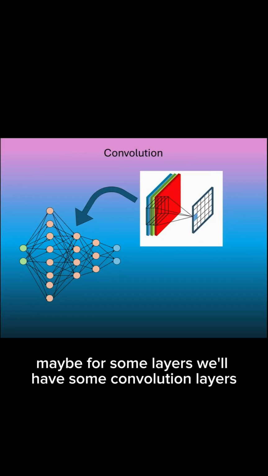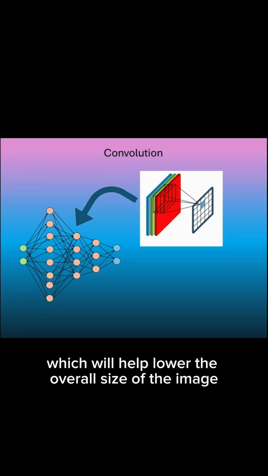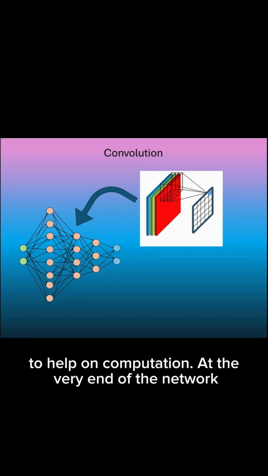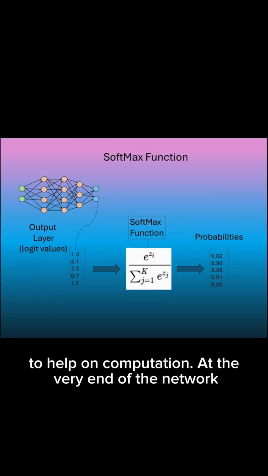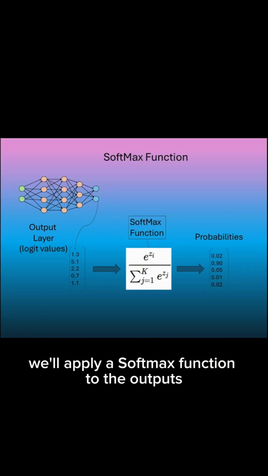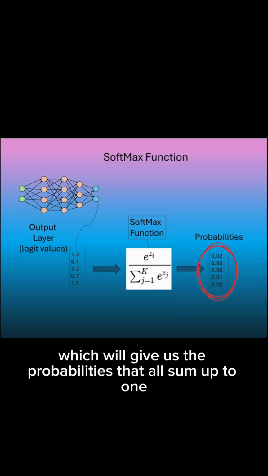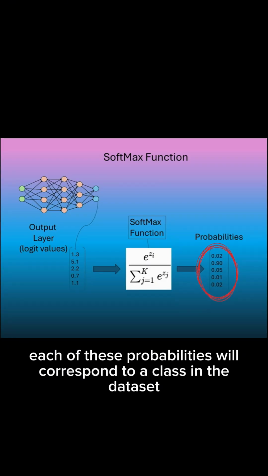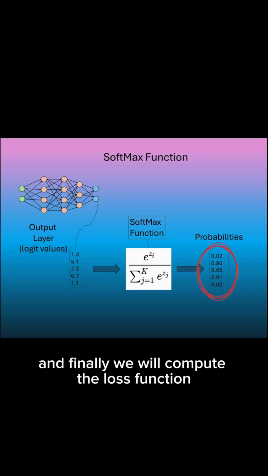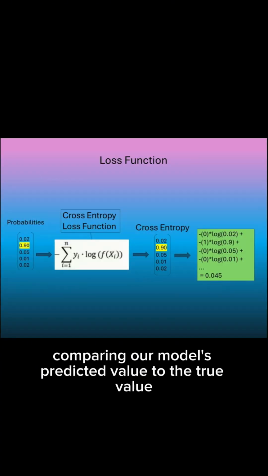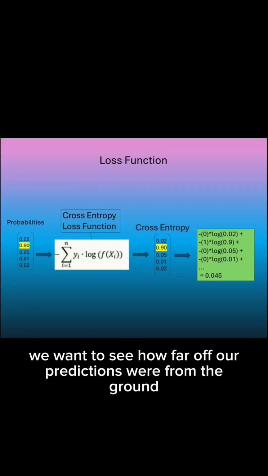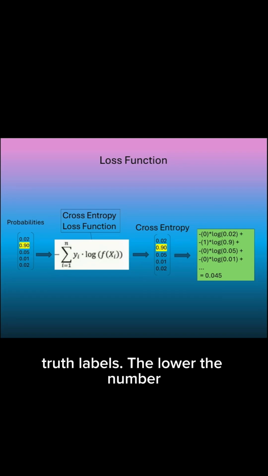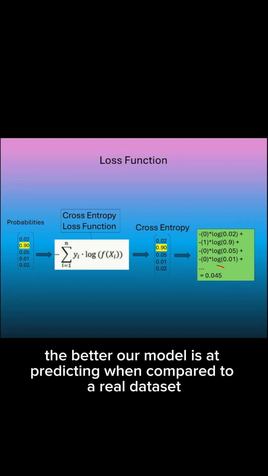Maybe for some layers, we'll have some convolution layers, which will help lower the overall size of the image to help on computation. At the very end of the network, we'll apply a softmax function to the outputs, which will give us the probabilities that all sum up to 1. So each of these probabilities will correspond to a class in the data set. And finally, we will compute the loss function comparing our model's predicted value to the true value, because we want to see how far off our predictions were from the ground truth labels. The lower the number, the better our model is at predicting when compared to a real data set.